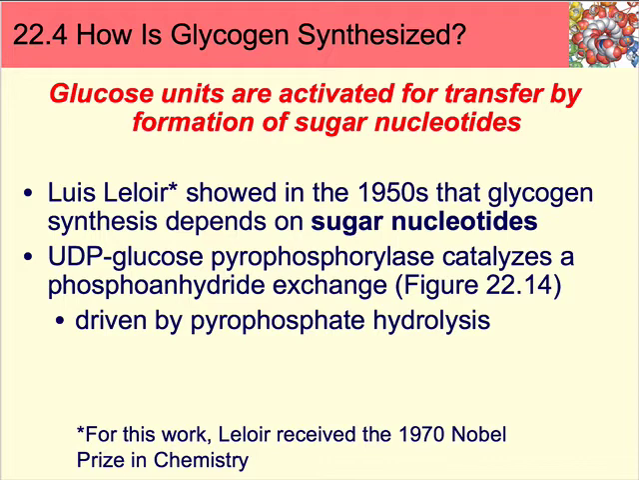Interestingly, very few chemists knew who Leloir was at that time, but he was a giant in the field of carbohydrate metabolism. He showed that UDP glucose pyrophosphorylase catalyzes a phosphoanhydride exchange in a figure we're about to see, and this is driven by pyrophosphate hydrolysis, and that in itself is a very important tag in all of this. We will see over and over in metabolism that release of pyrophosphate stimulates and drives reactions forward because the subsequent spontaneous hydrolysis of the pyrophosphate is energetically sufficient to drive reactions forward that otherwise might not go.